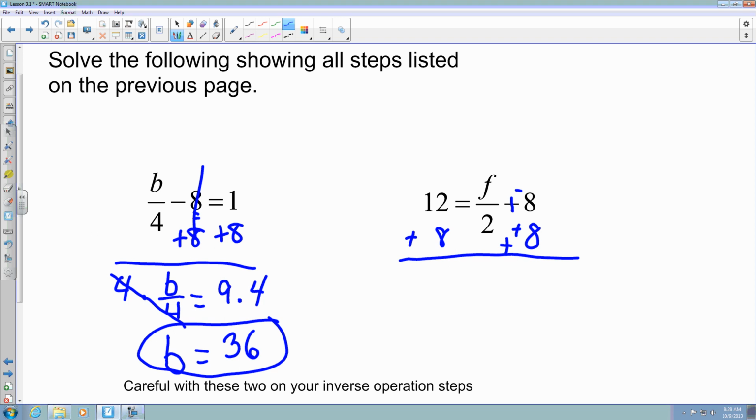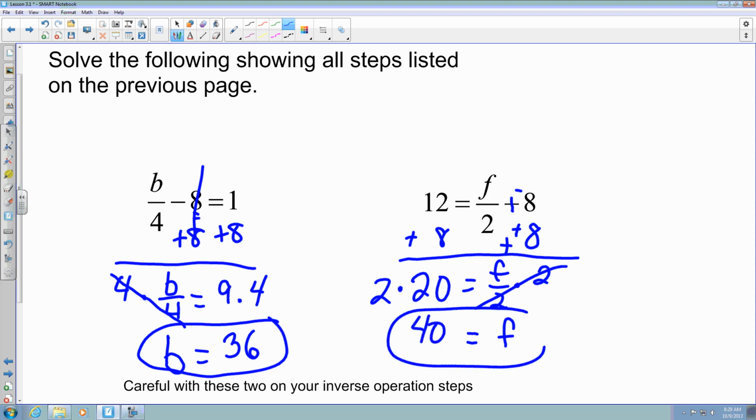Because negative 8 plus 8 gives me 0, so I'm just left with f divided by 2 equals 12 plus 8, which gives me 20. And to reach our goal of getting the variable by itself on one side of the equal sign, I have to multiply both sides by 2, and 2 times 20 is 40. Okay?